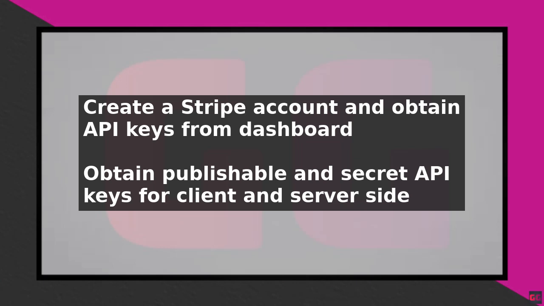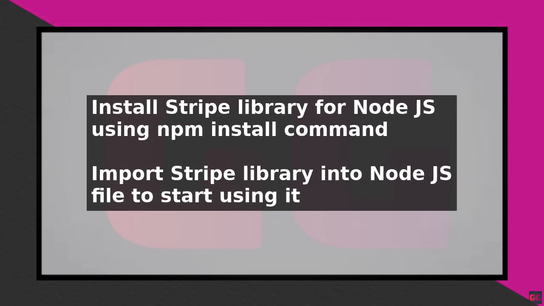Once you have created your account, go to the dashboard and click on the Developers tab. Then click on API keys. You will see two types of API keys: publishable and secret. The publishable key is used for client-side operations such as creating payment forms, while the secret key is used for server-side operations such as creating charges.